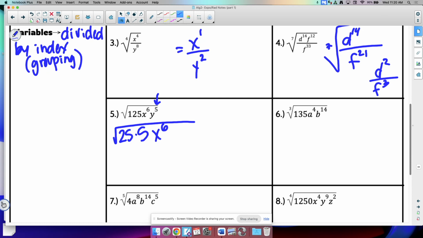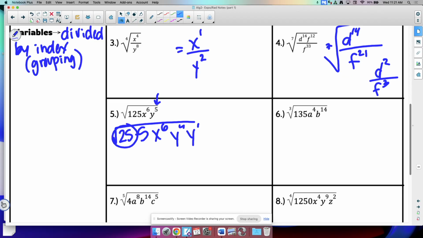So when you look at that y to the 5th, you have to think, what is the biggest number smaller than 5 that you can divide by 2? 4. 4 is the biggest number that's smaller than 5 that you can divide by 2. We still need 5 total y's, so how many more y's do we need? 1. So you split your variables just like you split your numbers into the good part and what's left over. Since it's a square root, we need our exponents to be divisible by 2, so you split it. Once you have everything split, then you start taking things out.